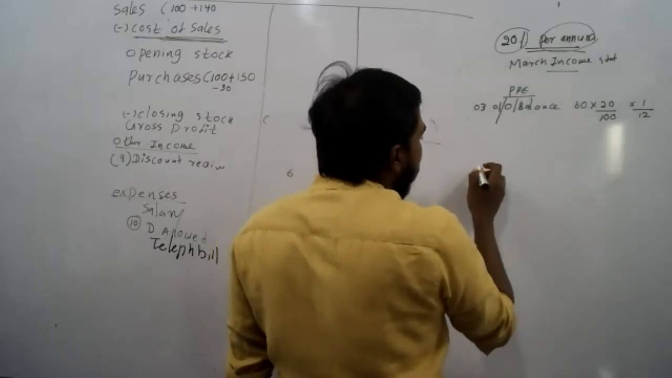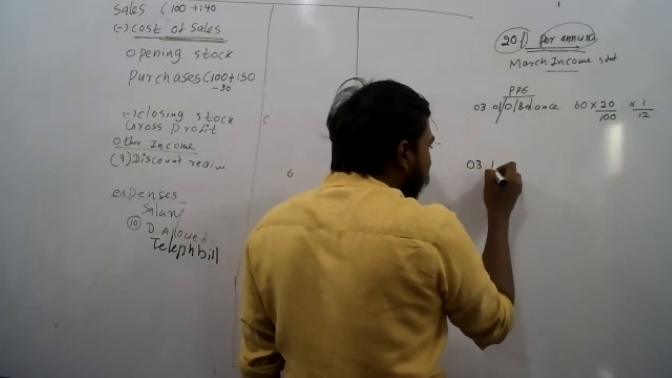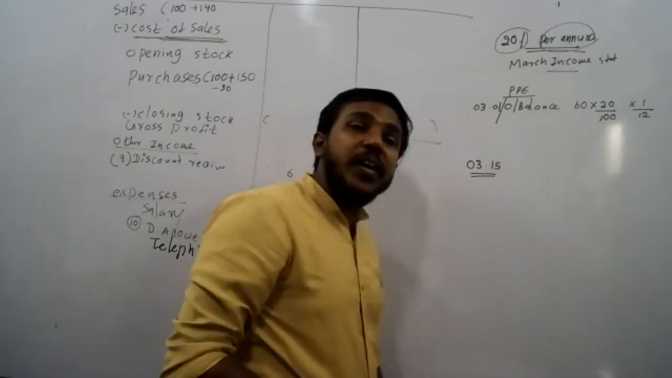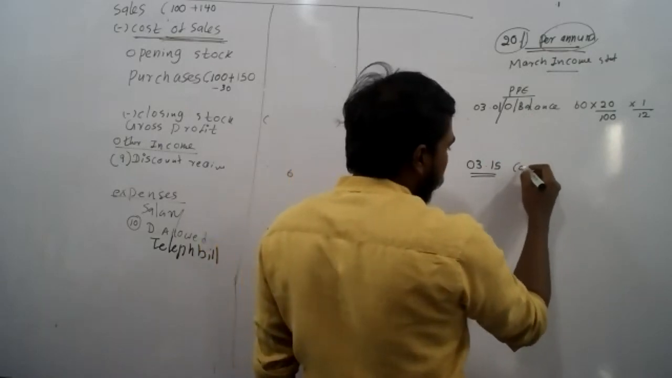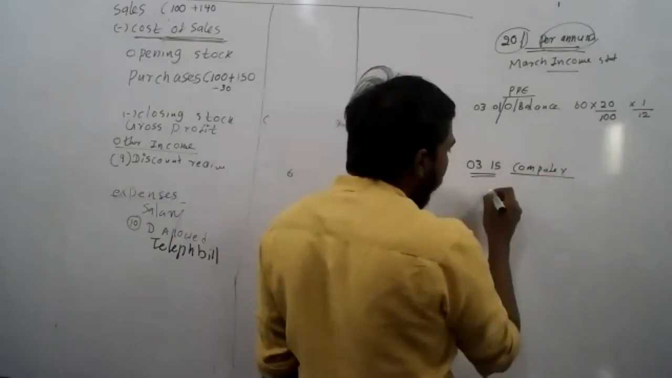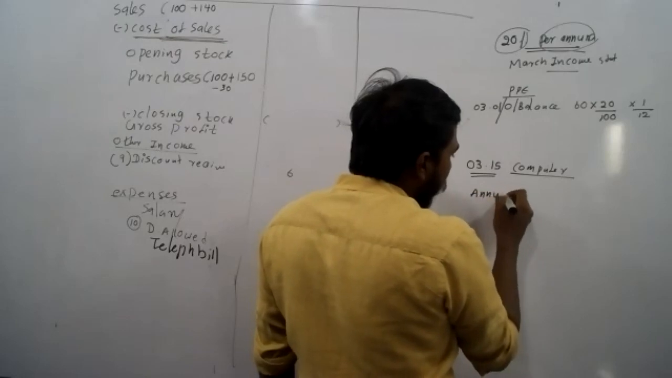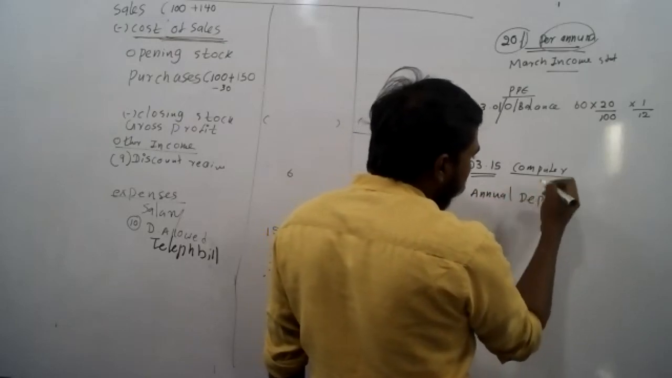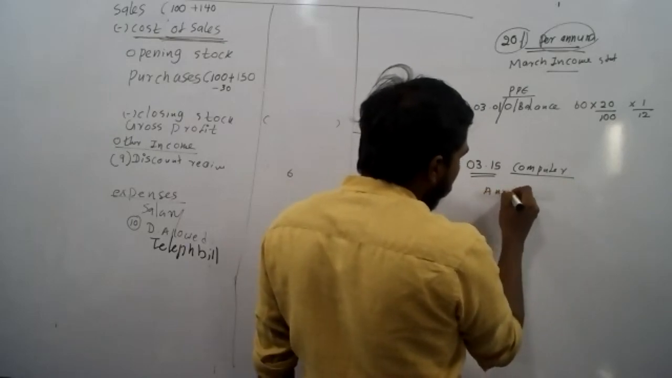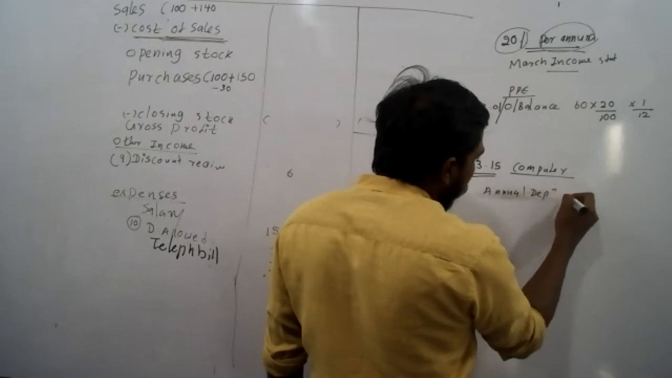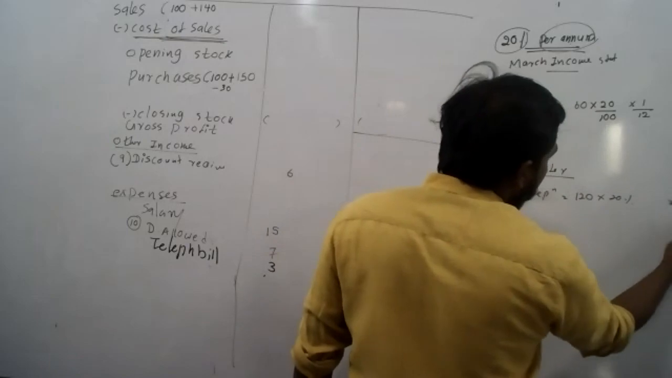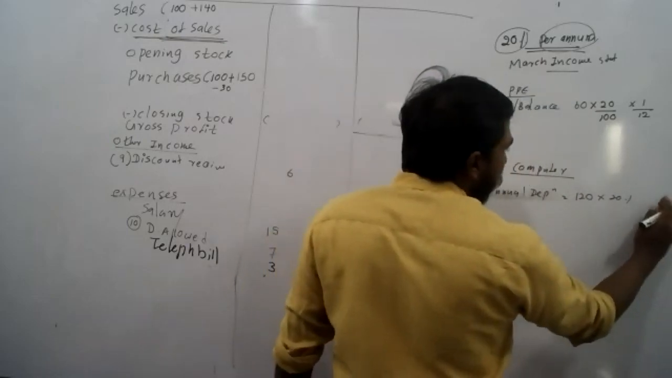Then can you remember you purchased another one on March 15th? On March 15th, you purchased a computer. The computer was how much? 120. What is the annual depreciation for the computer? 120 into 20% is 24. This is for annual.